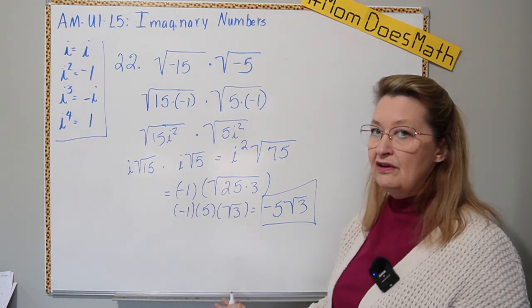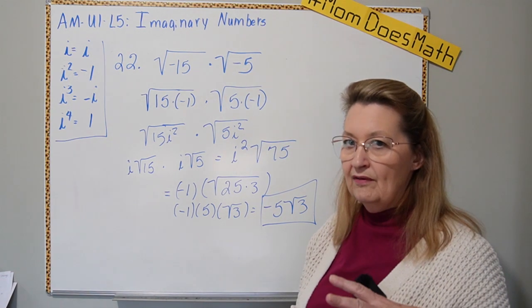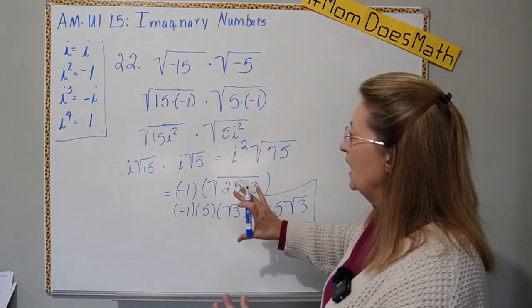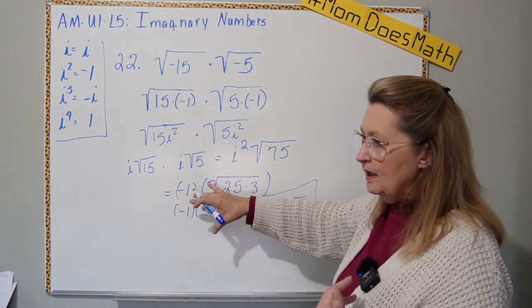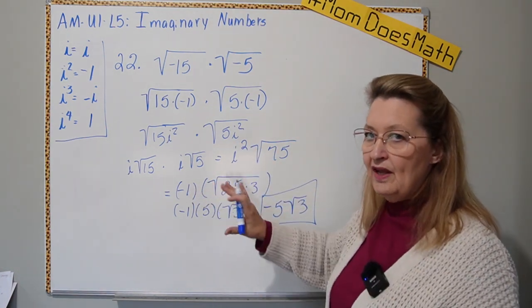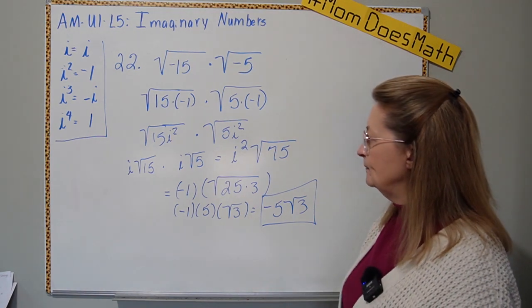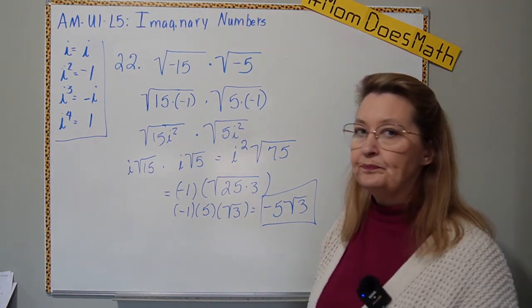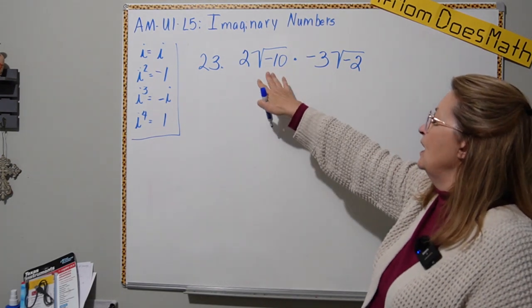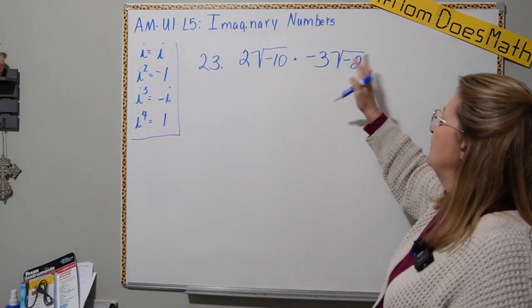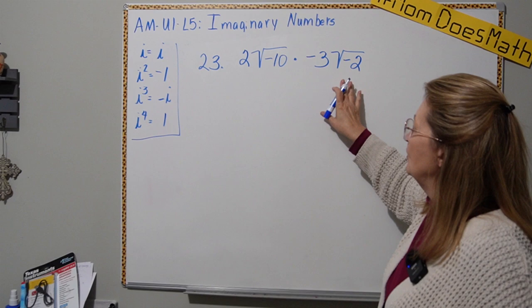There are a ton of steps here that you could have done in your head and left out. I just wanted to progress it explicitly so that I don't lose anybody. Okay? Let's move on to the next one. Now let's look at number 23: 2 times the square root of -10 times -3 times the square root of 2.